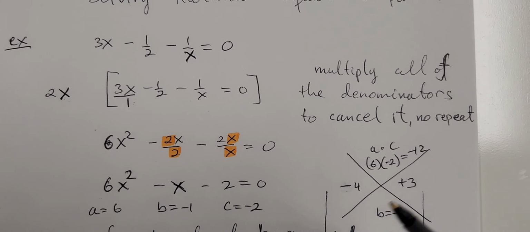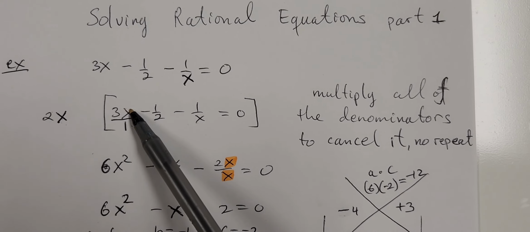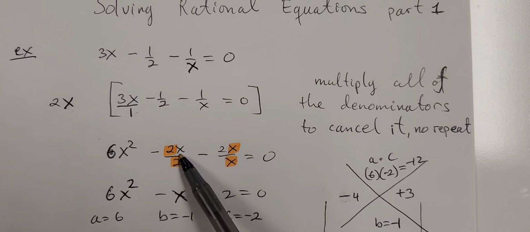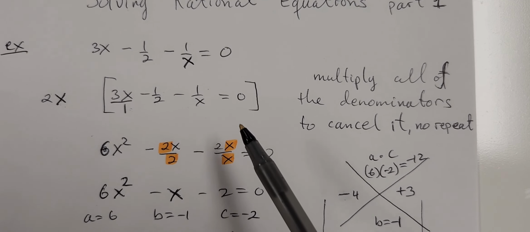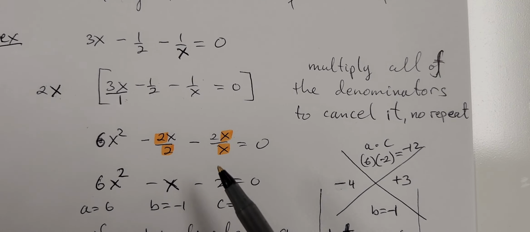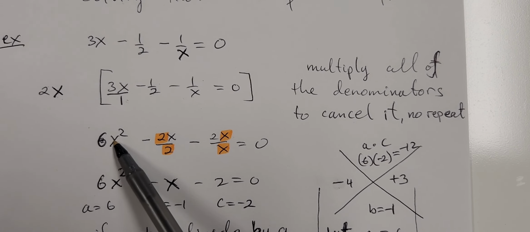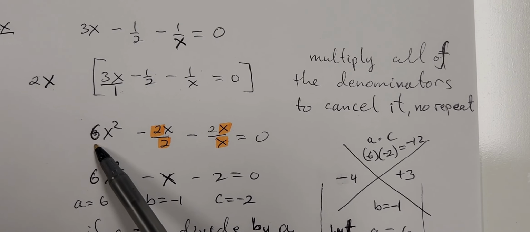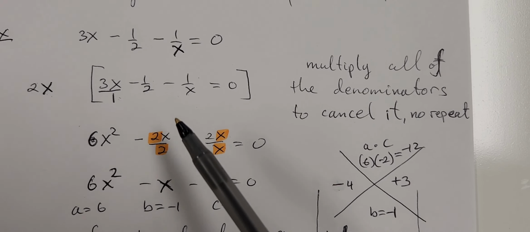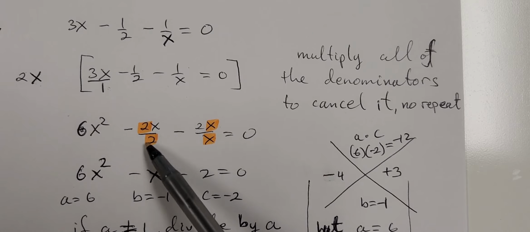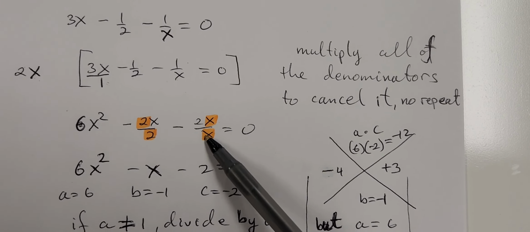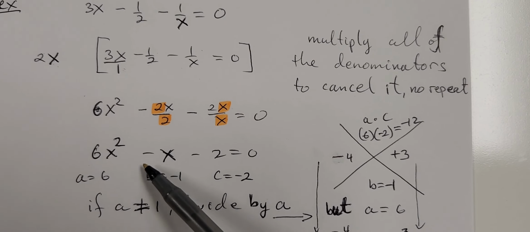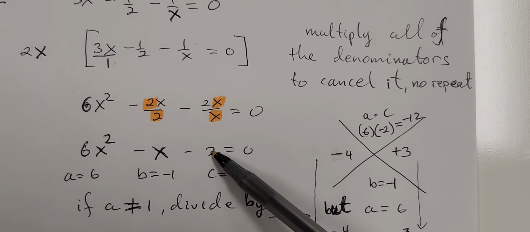Now just multiply. 2x times 3x gives me 6x squared. 2x times 1 gives me 2x. 2x times 1 also gives me 2x. The denominator here is 1, so it stays as is, 6x squared. However, there's a 2 down here, we can cancel the 2. There's an x here, we can cancel the x. So now it becomes 6x squared minus x minus 2.